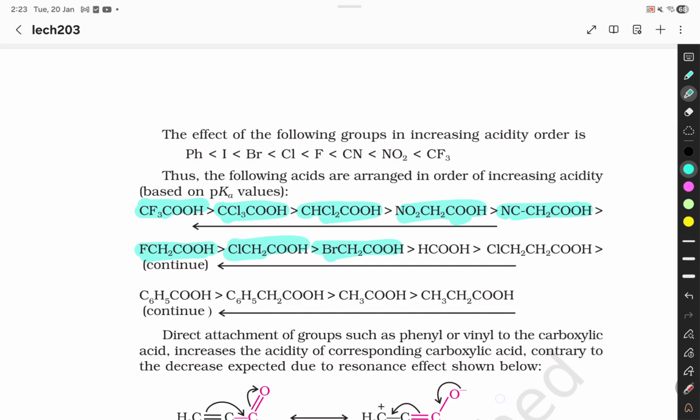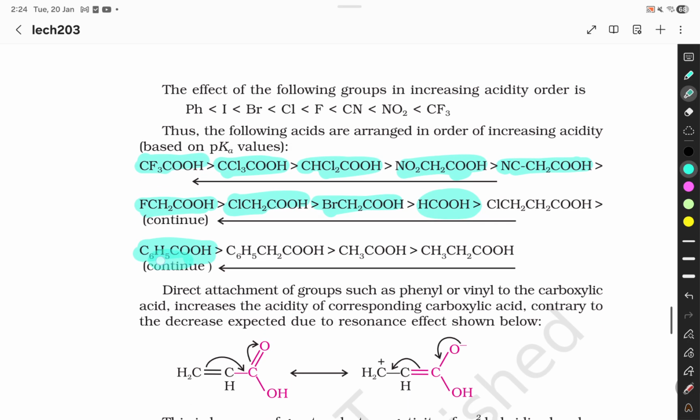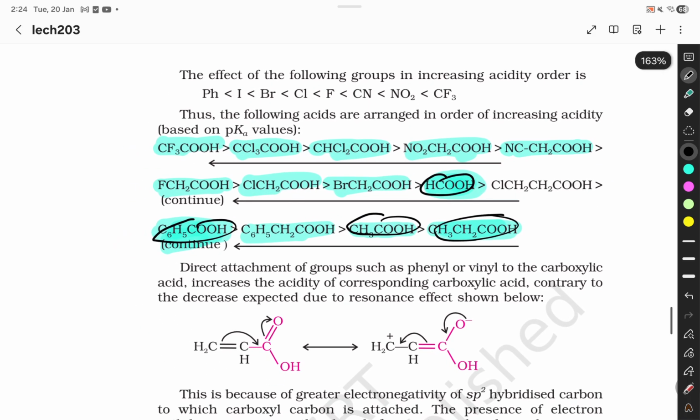Then we have HCOOH. HCOOH is better than Cl at a distance of 2 from the carboxylic acid. Then you have benzoic acid. HCOOH is stronger than benzoic acid. Then you have acetic acid. Then you have propanoic acid. So from here, the conclusive stuff that can be discussed is this, and this, and this. These orders are, I think, very important.